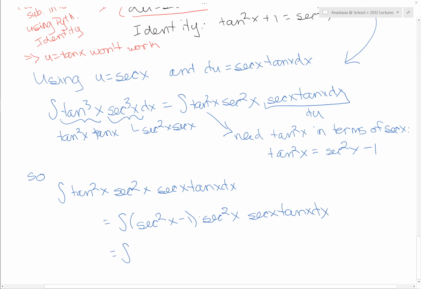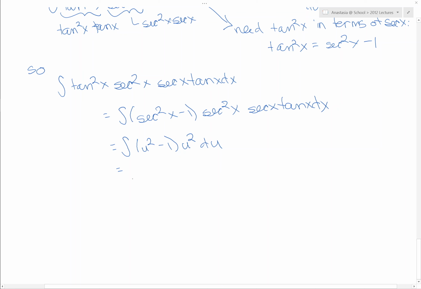Now we can substitute in for u and du, so we get the integral of u squared minus 1 times u squared du. If we distribute our u squared, we will get the integral of u to the fourth minus u squared du, and now, like with the last couple of examples, we just have a couple of simple antiderivatives. So we have 1/5 u to the fifth minus 1/3 u cubed. We do need to remember to add a c since this is an indefinite integral.